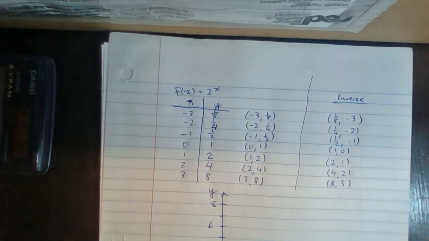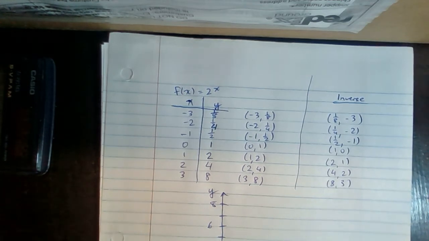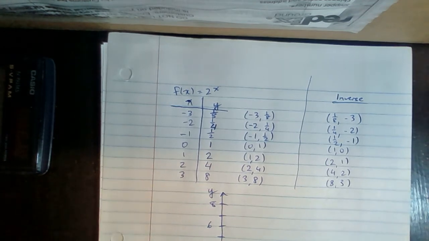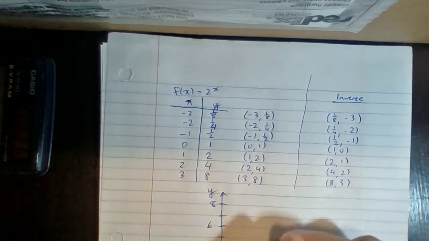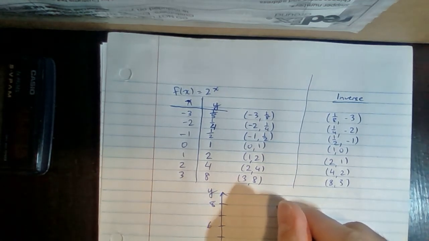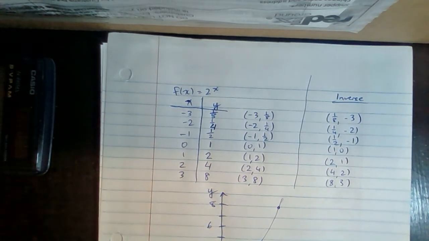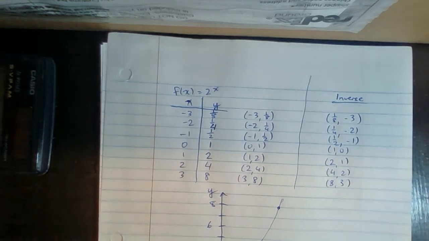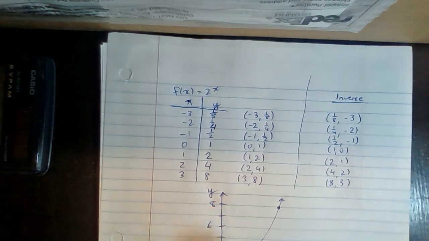So if we graph this, we'll graph the original function first. So negative 3, 1 over 8, negative 2 and a quarter, negative 1, 1 half, 0 and 1, 1 and 2, 2 and 4, 3 and 8. We can see that exponential shape. I'm sure you've been hearing a lot about exponentials in the last 2 months or so.